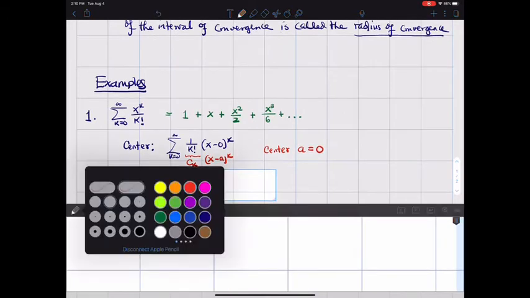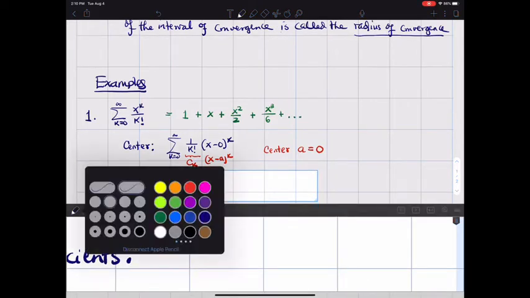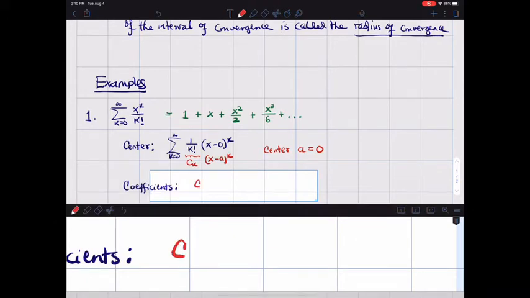With this, we can easily write down the coefficients. The coefficient ck is 1 over k factorial.